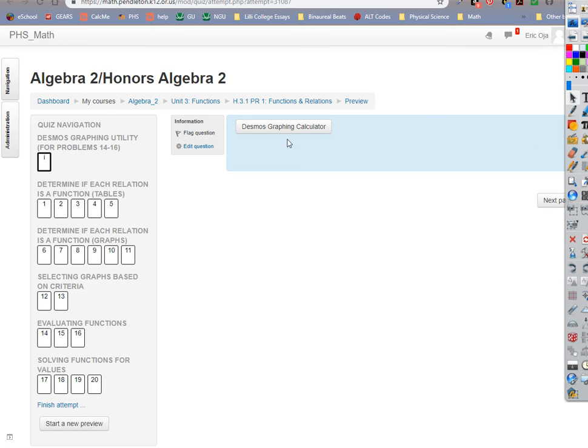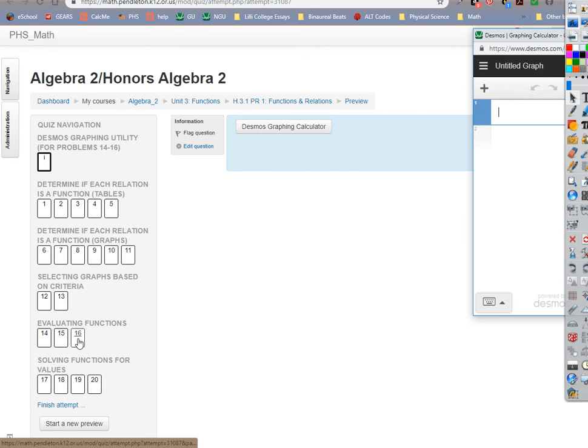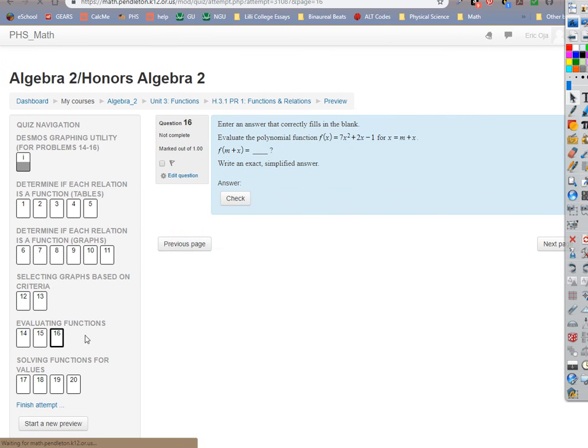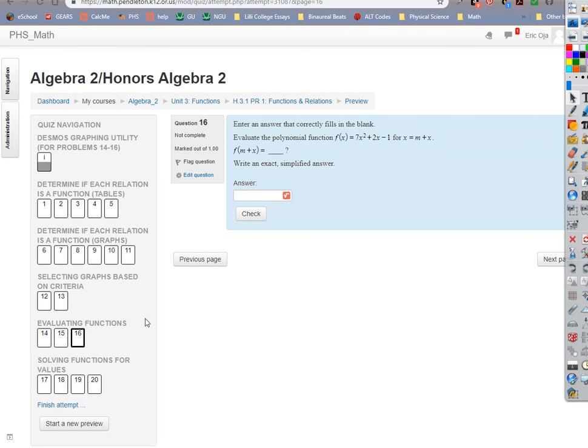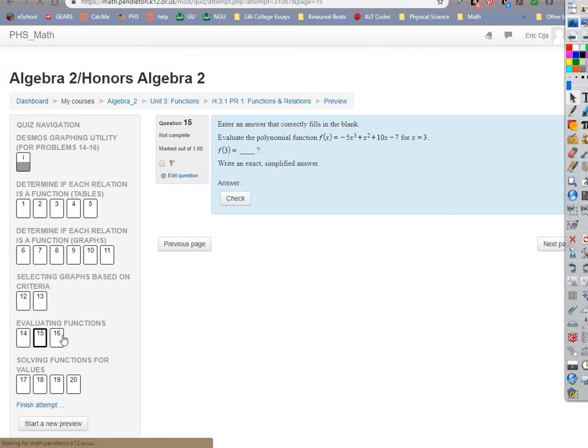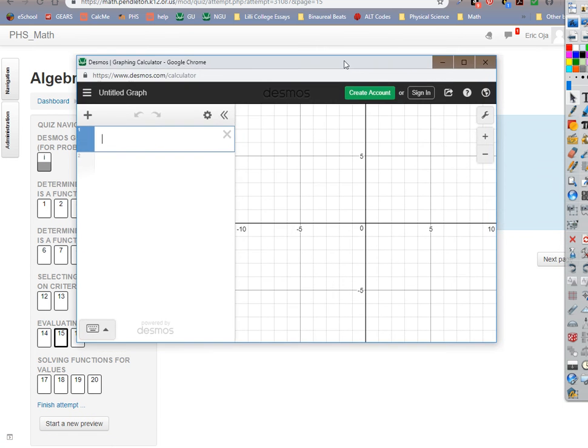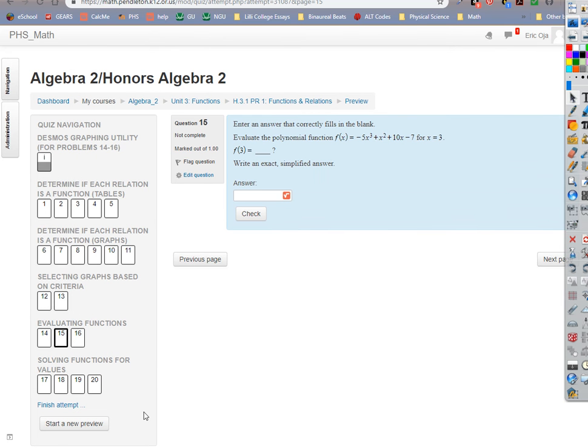I added the Desmos graphing calculator for the first time to an assignment, and we're going to start to use this stuff a little bit. So let me open that up. And then when you get down to these problems like evaluating functions, let's pick something like this. Actually, that one's not going to do any good. Okay, something like that, where we're evaluating a function at a number.